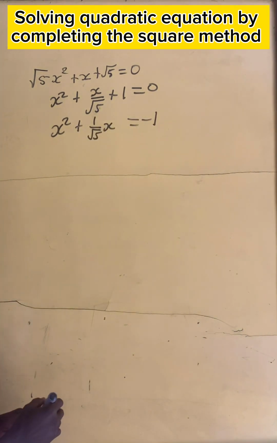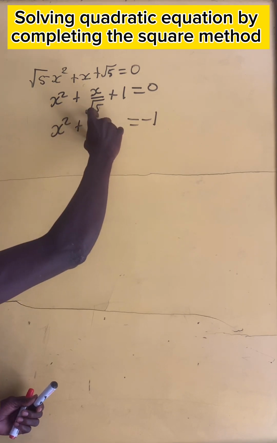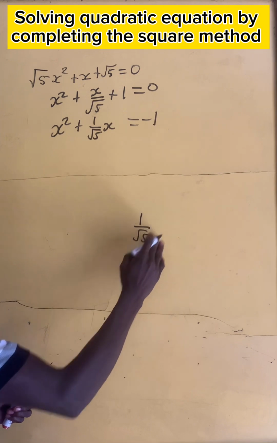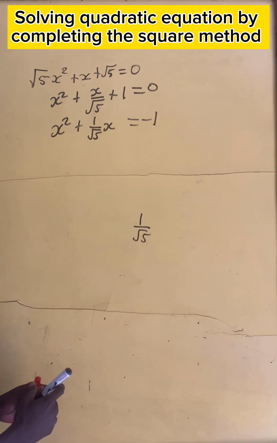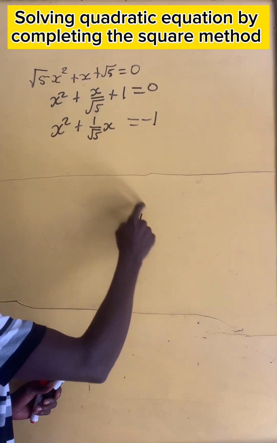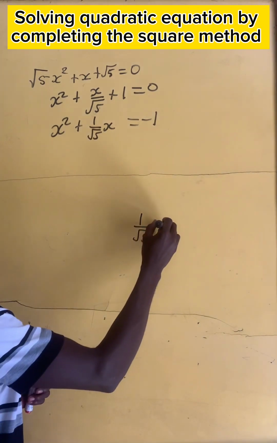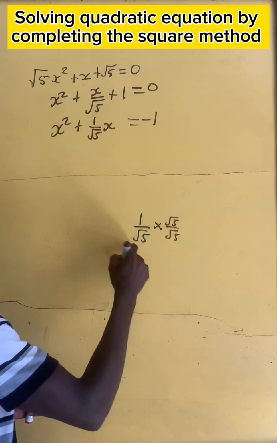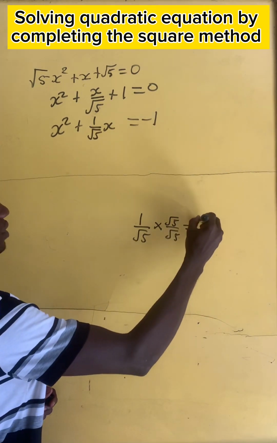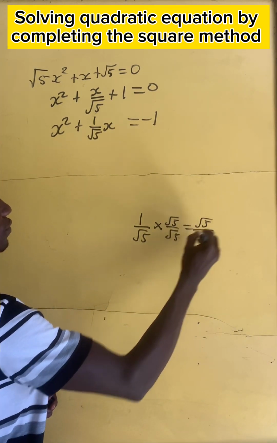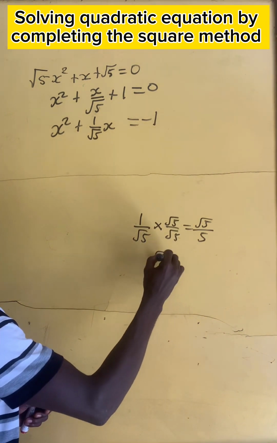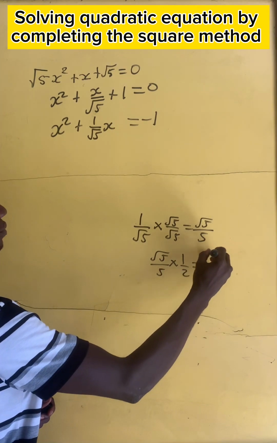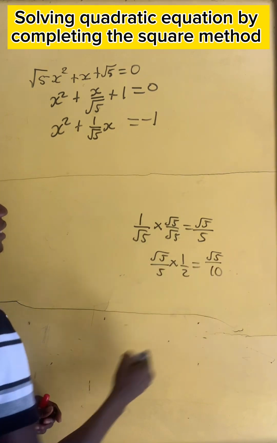negative 1. Now, we take this coefficient 1 on root 5 and multiply it by half. But before we do that, let us rationalize this first. If we rationalize this, we have root 5 on root 5 times this. This gives root 5 on 5. So we take root 5 on 5 and half it. This gives root 5 on 10.